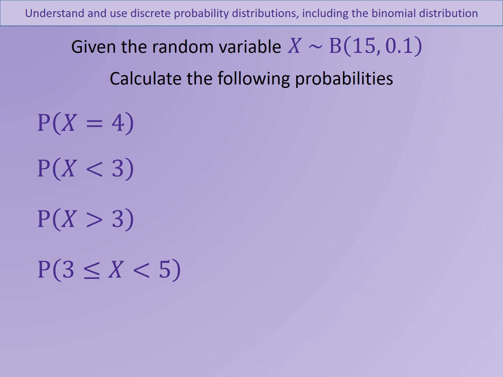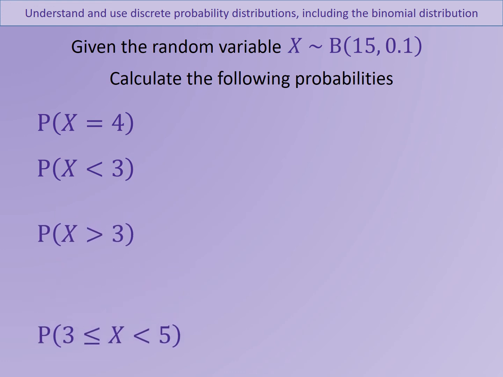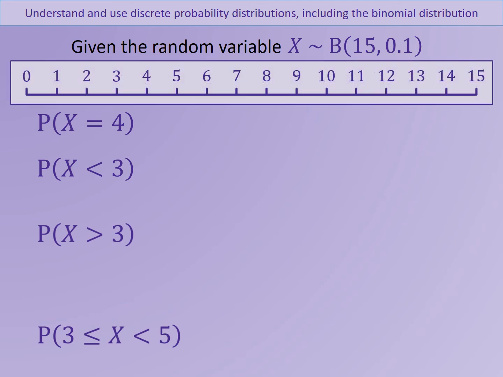Given the random variable x that is distributed binomially with 15 trials and a probability of success of 0.1, I'm going to work out the 4 different questions below. Now it's useful to use a number line with these, especially when you're looking at inequalities, less than and greater than, and sometimes a mixture of both.